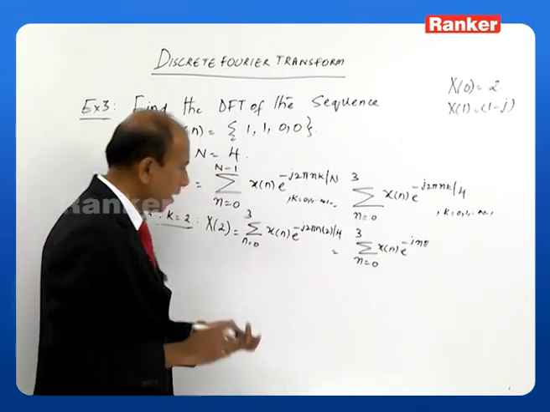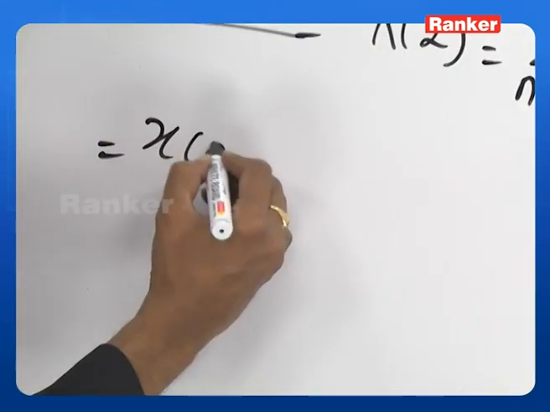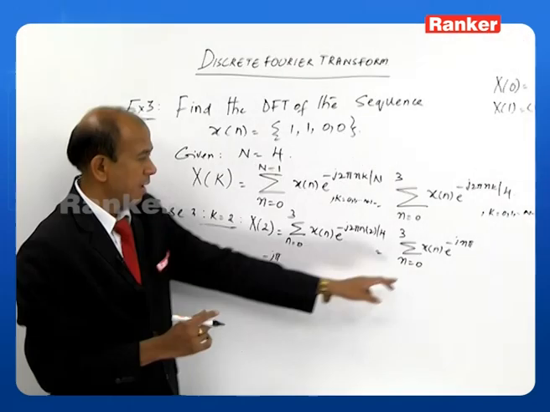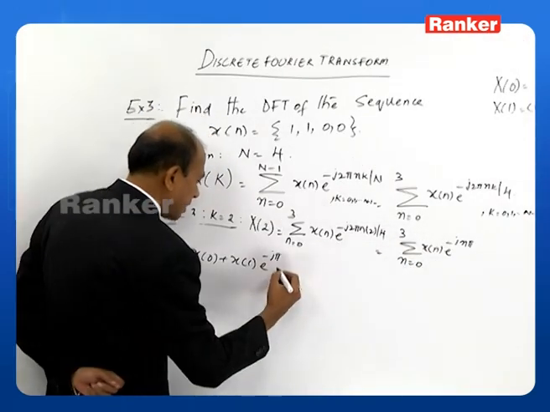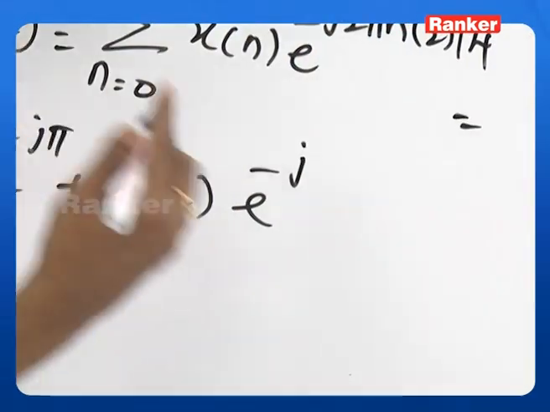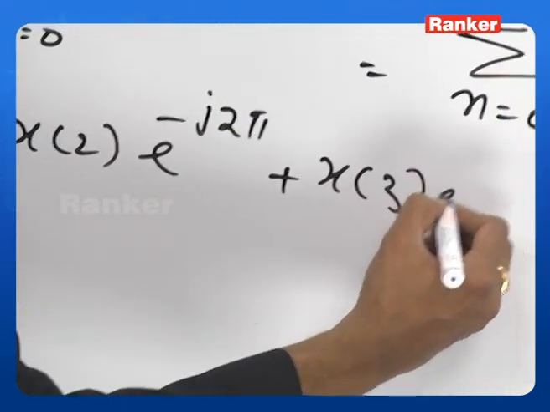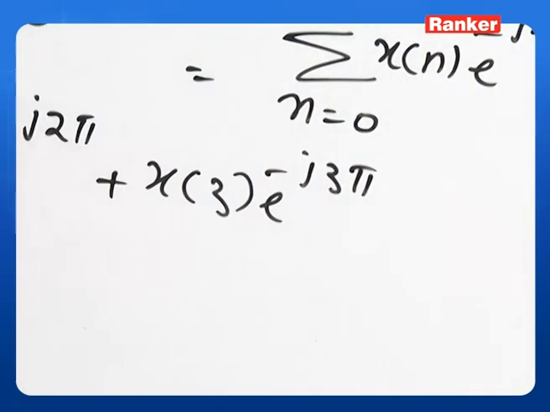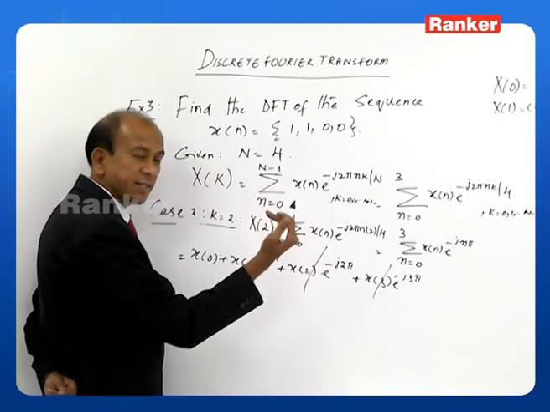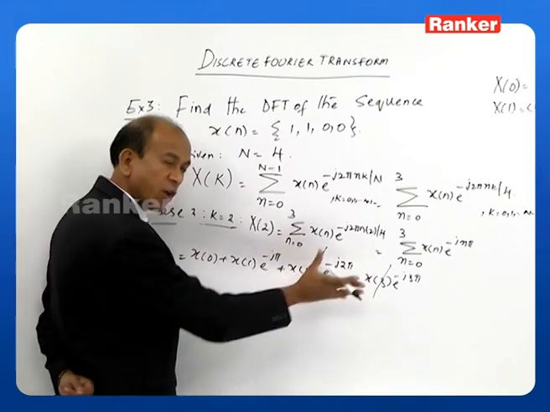Now let's expand this again. So what I'll do is I'll write here x of 0. X of 1 e to the power of minus j pi, isn't it? Because n is 1. Then comes x of 2 e to the power of minus j 2 pi, plus x of 3 e to the power of minus j 3 pi. As you see here, this doesn't exist, this doesn't exist, because for us x2 and x3 are given as equal to 0. So those are removed now.